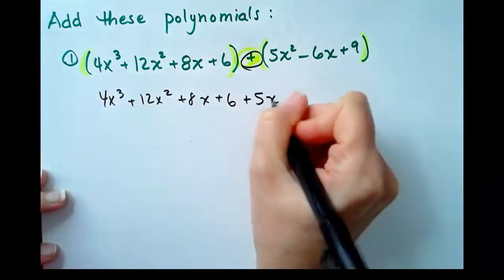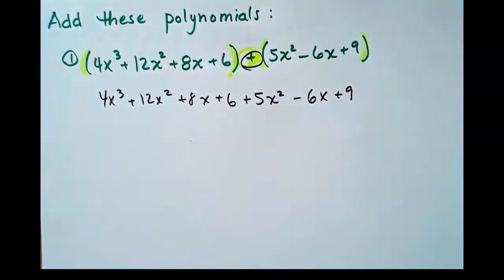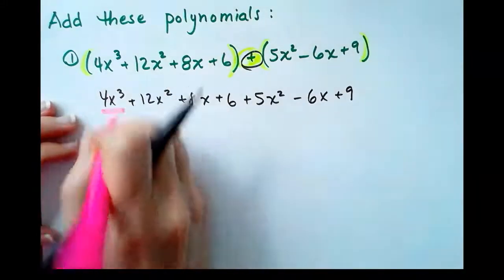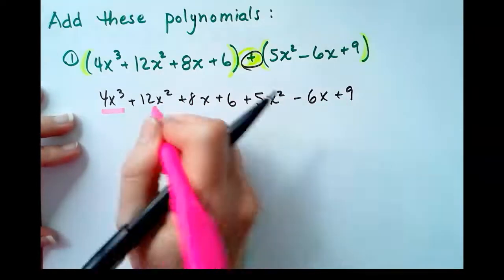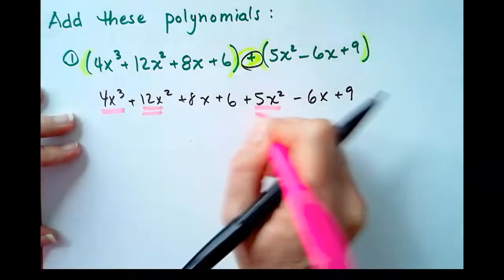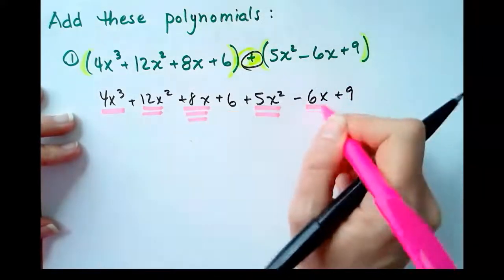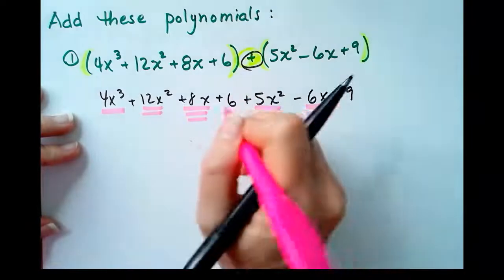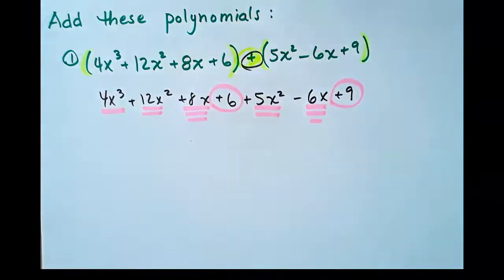Now, anything else, the parentheses are very important. If it's just a plus sign, then we can go straight across from left to right and find the like terms. There's an x cubed. There are no other x cubeds. Here's an x squared. There's an x squared. Here is an x. There is another x. And then finally, we have the two constant terms.